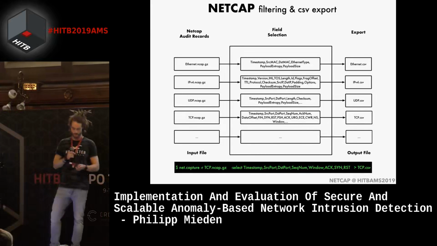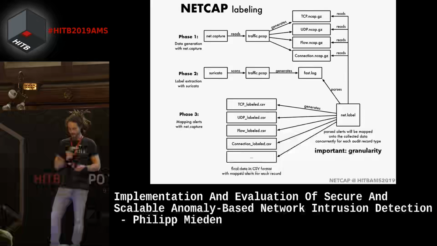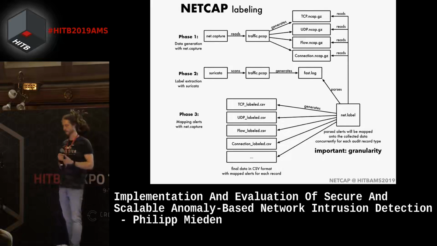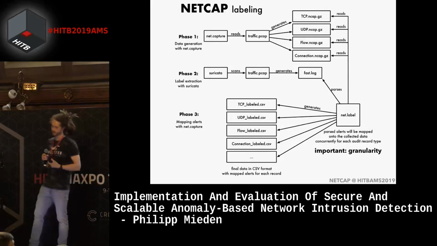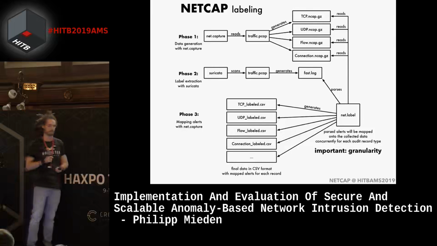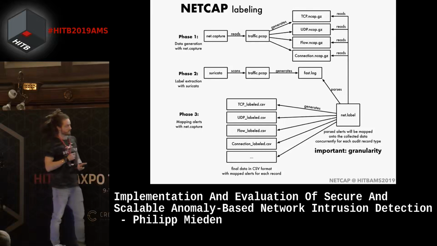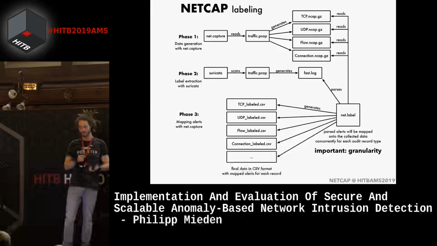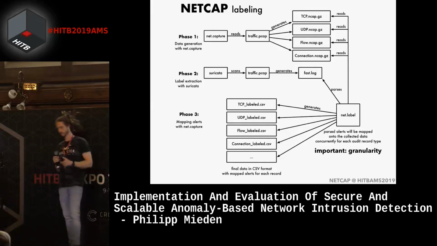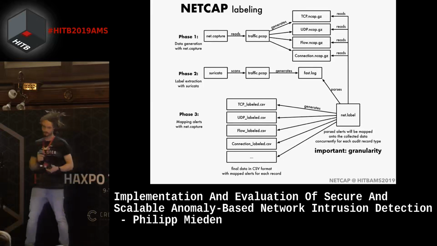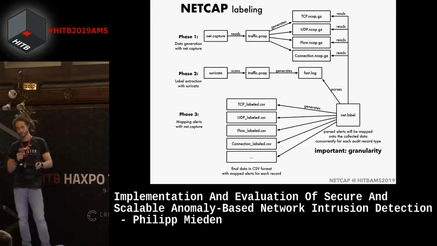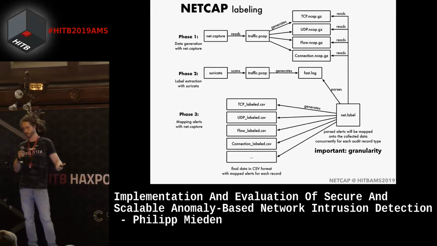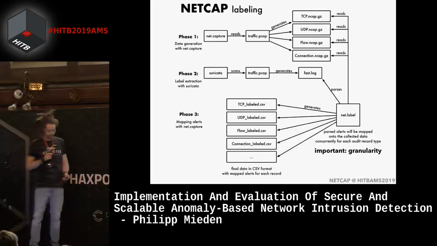Then there's functionality for creating labeled datasets, because for my experiments, I was using a supervised machine learning strategy, and I needed a way to label my audit records. I implemented that quick and easy using Suricata. Basically, I'm generating audit records from an input PCAP file. Then I'm using Suricata to obtain alerts for the PCAP file. And then I'm mapping those alerts back onto my audit records and generating that as CSV.